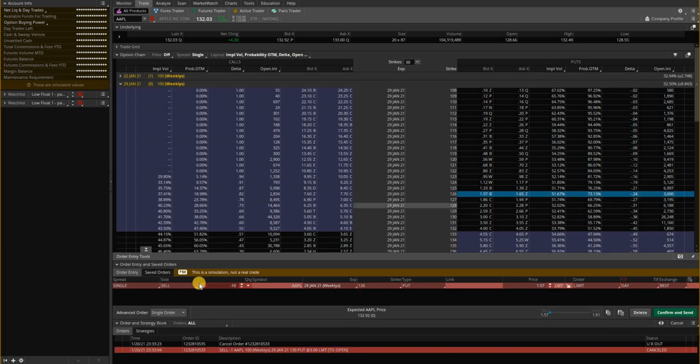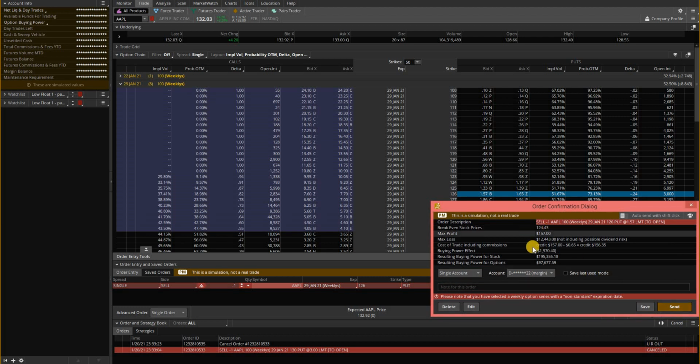If I click that, I'm going to set the quantity to one contract because I only want to sell one contract. I'm going to set the price to 1.57, and then if I hit confirm and send, the trade will go through. I am showing this on a simulated paper money account right now, so it won't actually go through for me, but it will show that the order is working. One key thing I wanted to call out is that the 1.57 bid price is the selling price. So as soon as I sell this option contract, I would get $157 into my account.